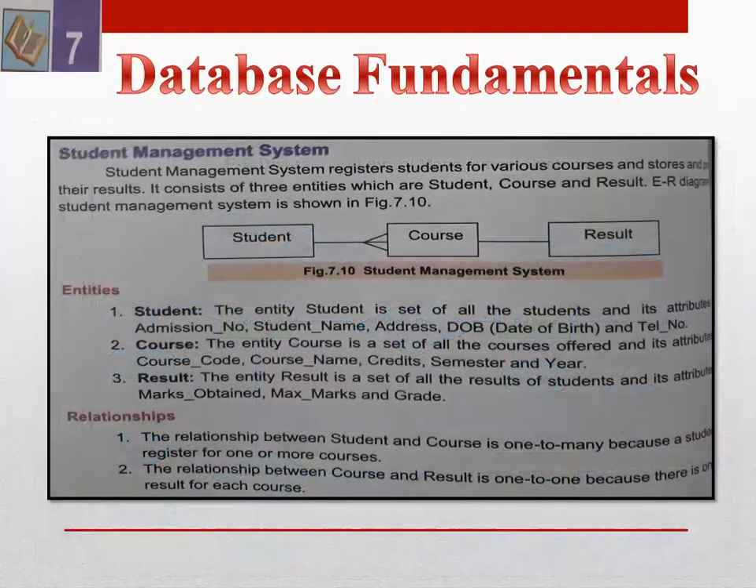So here we have a next example, that is student management system. Student management system registers students for various courses and stores and prints their result. It consists of three entities, which are student, course and result. ER diagram for student management systems you can view.